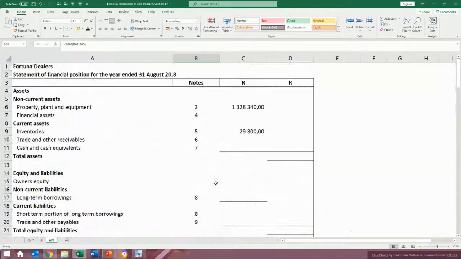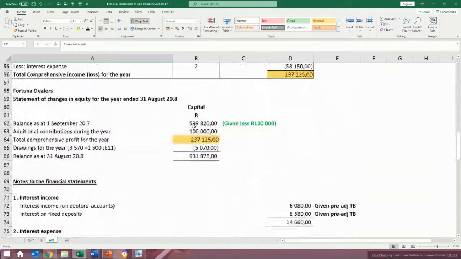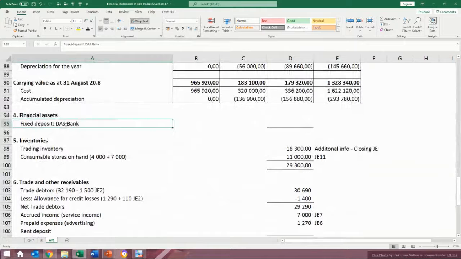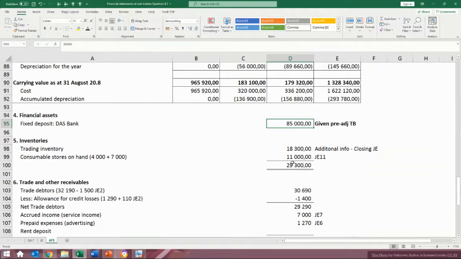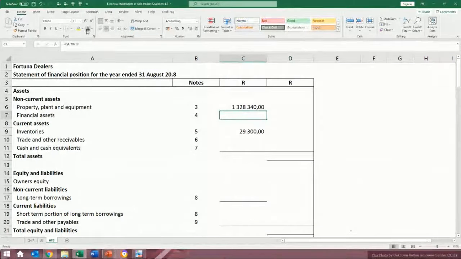Now, if we go to the assets one, we've done the property, plant and equipment already. If we look at financial assets, we go to note 4. Now, I told you financial assets is basically fixed deposits or any cash amount that will only be received after 12 months. So in this scenario, it is our fixed deposit from Das Bank, which was 85,000. There was no adjustment to it. We just capture it as is, and then we transfer that 85,000 to our statement of financial position. We show it up here.